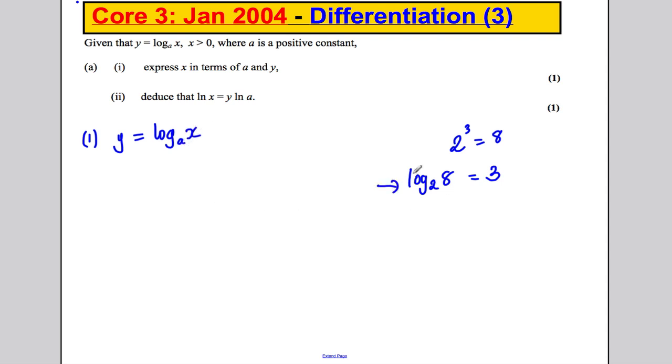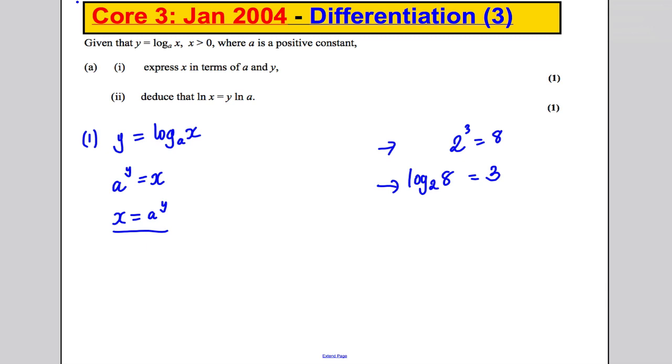And knowing that these two are equivalent here, our base is a, that's the same as saying a to the power of y is equal to x. And there we have x in terms of a and y. That would be x is equal to a to the y, just writing x as the subject of the formula. Then it says deduce that ln x is y ln a.